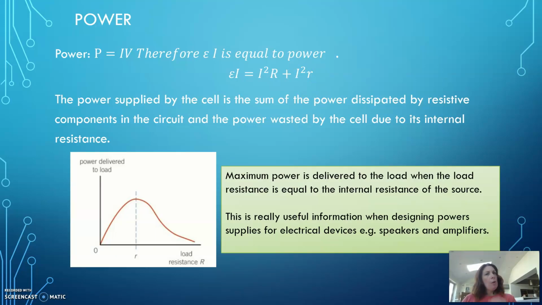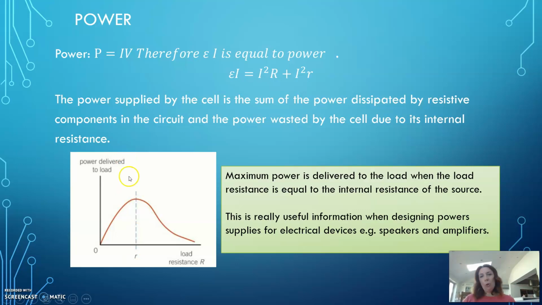I've only seen one question come up on this before, but it was a hard question. So just as a quick look, if you plotted a graph of the power delivered to the load, which is this bit, against the resistance of the load here, you get this shape here. And this is telling you that you get the maximum power delivered to the load when the load resistance is equal to the internal resistance of the source. So that's here. So when your load resistance big R equals little r, you get the maximum power.